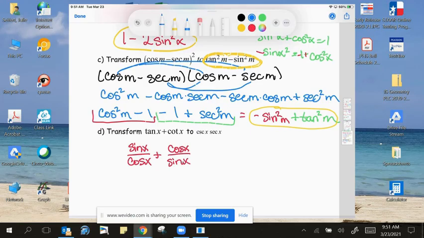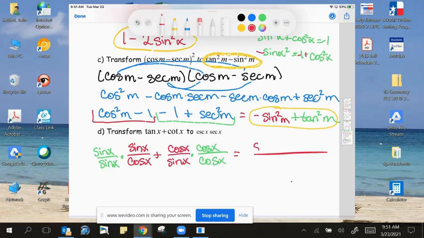Okay? Now, we need to be able to add those together. In order to add those fractions, we need a common denominator. Denominators are cosine x and sine x. Those don't have anything in common. So we'll multiply that first fraction by sine x over sine x. We'll multiply that second fraction by cosine x over cosine x. Now we can add those fractions together. Okay, we have the same denominator.